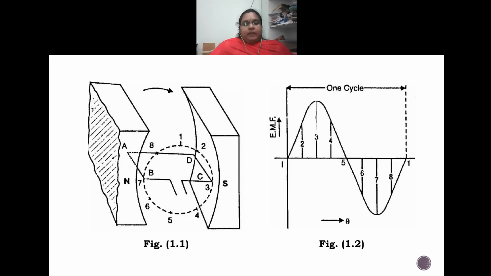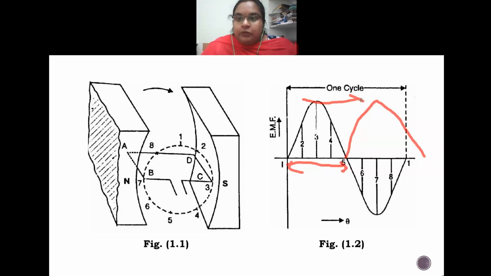But if we can somehow manage that AB is always under the influence of the north pole and CD is always under the influence of the south pole, or vice versa, however it might be, if we can maintain in such a way that the conductor is always under the influence of the same pole, then this alternating current will become a direct current. That means it will be producing only half of the peaks, either the upper half or the lower half. If we can manage that AB is always under the south pole, this will get repeated, right? AB will always be producing the same type of current, that is unidirectional current, unidirectional EMF. That is, you will get a DC EMF.